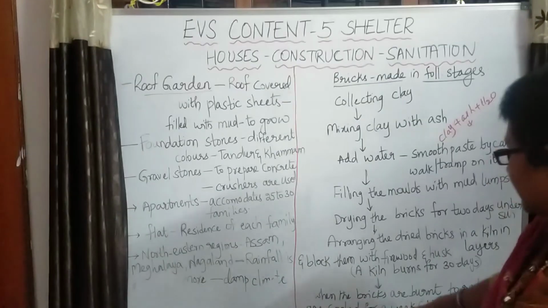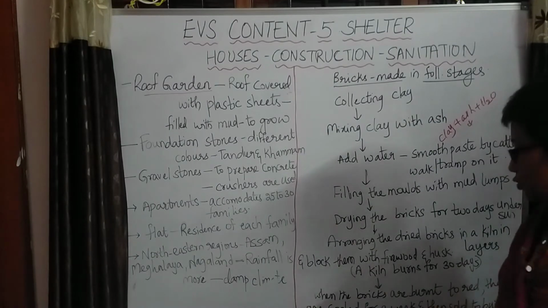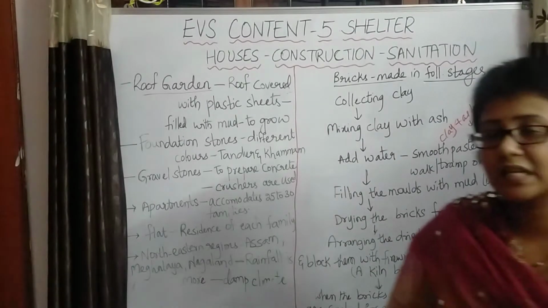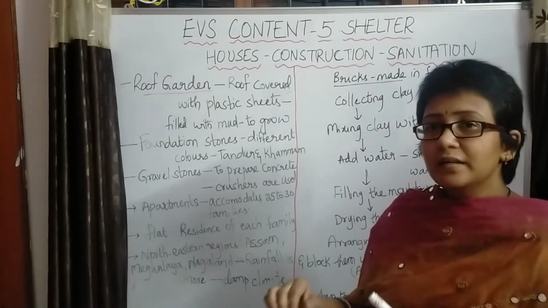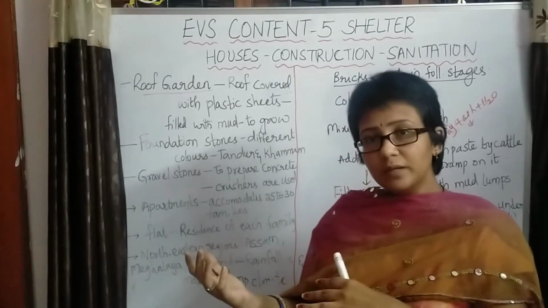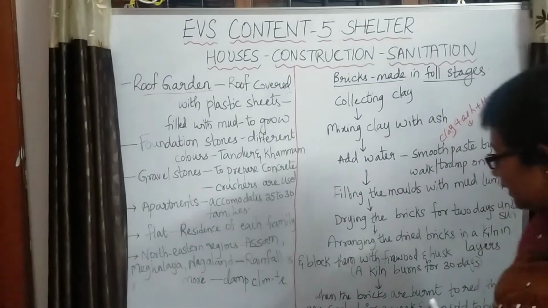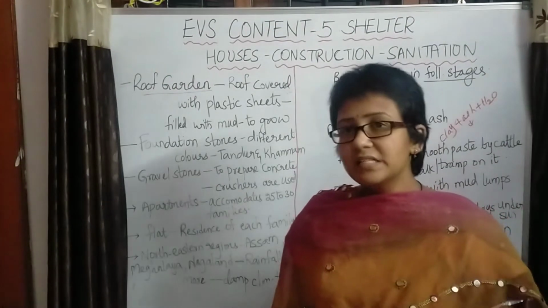Then finally the bricks are burnt to red, and they are cooled for a week and then sold to the builders. So inside this kiln for 30 days these bricks will be burnt, and after burning they will become red in color. Now they are taken out, cooled, and sold to the builders. So for 1 week they will cool them, and for 30 days they will burn them.